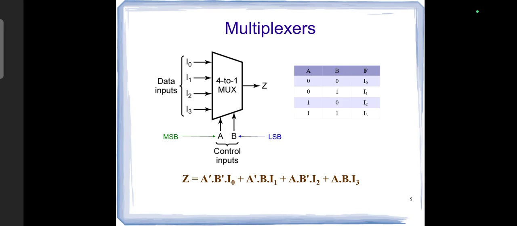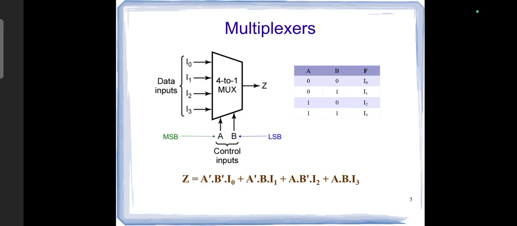Now let us increase the number of inputs. This is a 4:1 multiplexer. It contains 4 inputs, 2 select lines, and 1 output. The selection lines are A and B. Together they generate 4 combinations: 00, 01, 10, 11. Each combination selects one input.